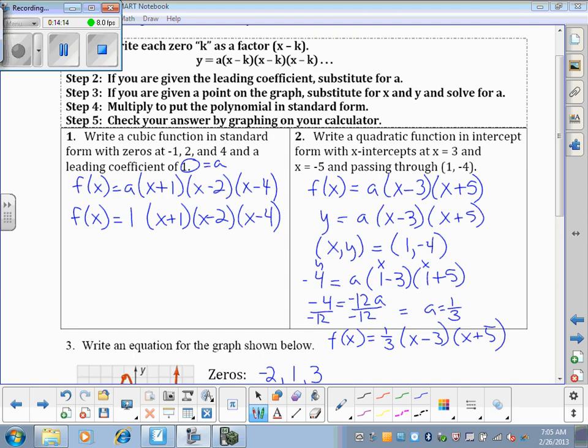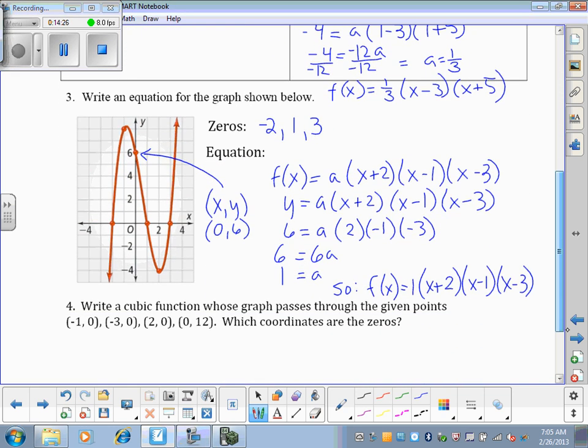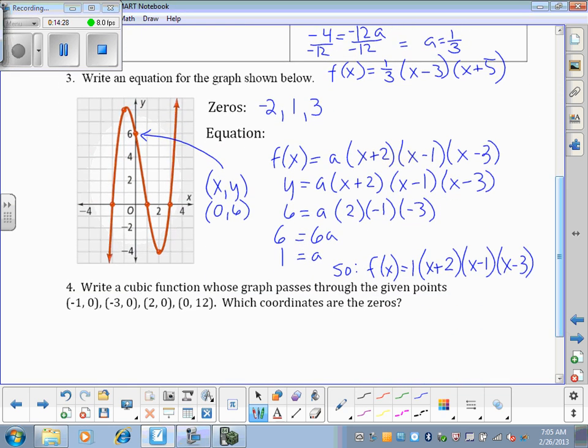All right, so here are the solutions for the first 2. If you need to pause to look at them, go ahead. And then here are the solutions for number 3, and I'm going to let you do 4 on your own. And again, if you need to pause to look it over, go ahead and do that.